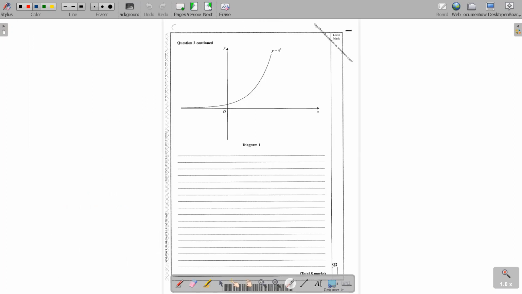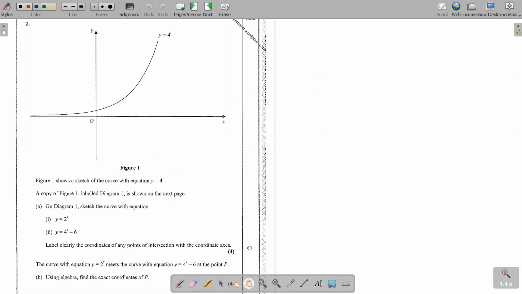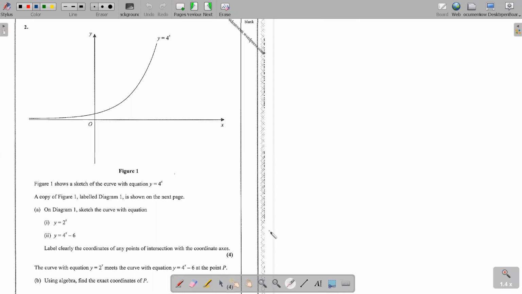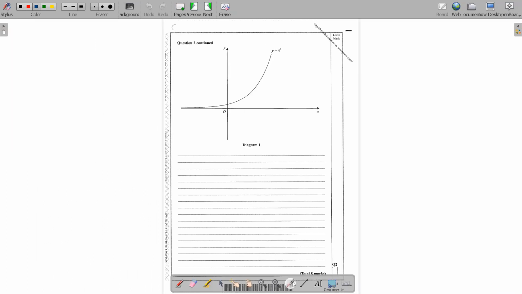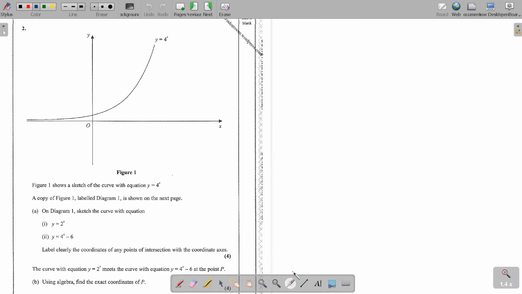On the same diagram, in the exam you would be drawing over here. I'll be drawing over here because I want to look at the questions. You just have to draw your answers. In the exam, make sure you draw it on diagram 1. I will be drawing it over here because it's the same figure. On diagram 1, sketch the curve with equation y equals 2 to the power x.